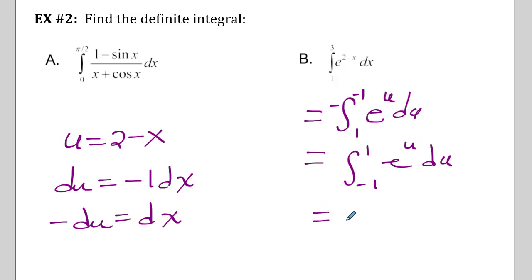And of course, we know that that's e to the u. We're going to evaluate it from minus 1 to 1. And so we get e to the 1, minus e to the negative 1, which is 1 over e. All right, and so our final answer is e minus 1 over e.